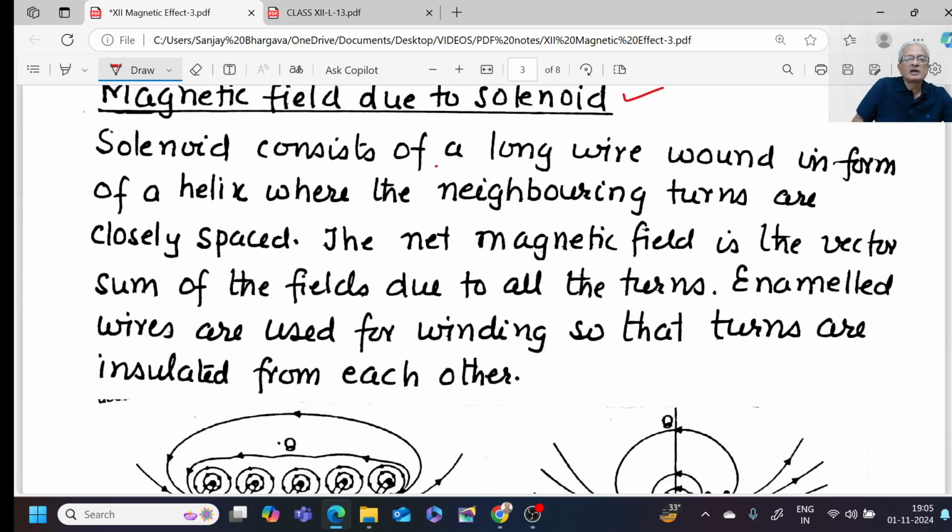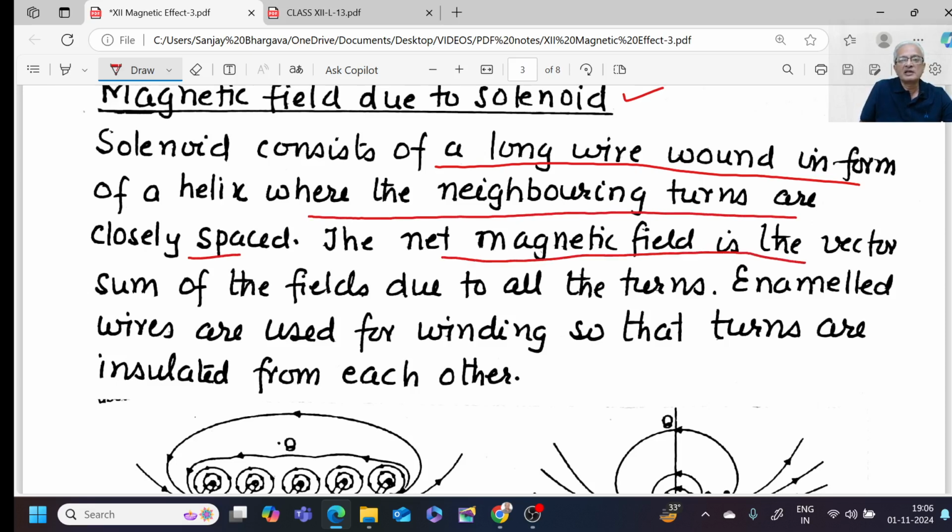A solenoid consists of a long wire wound in the form of helix where the neighboring turns are closely spaced. The net magnetic field is the vector sum of fields due to all the turns. Enameled wire are used for winding so that turns are insulated from each other.